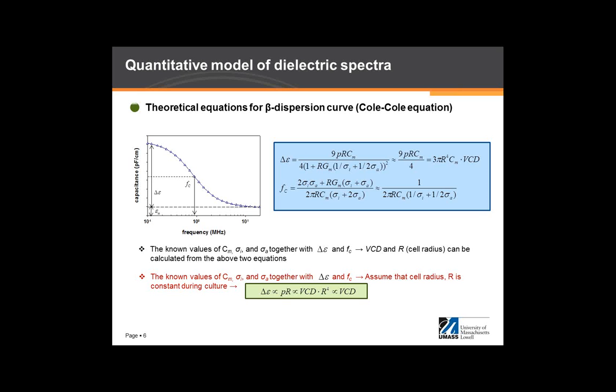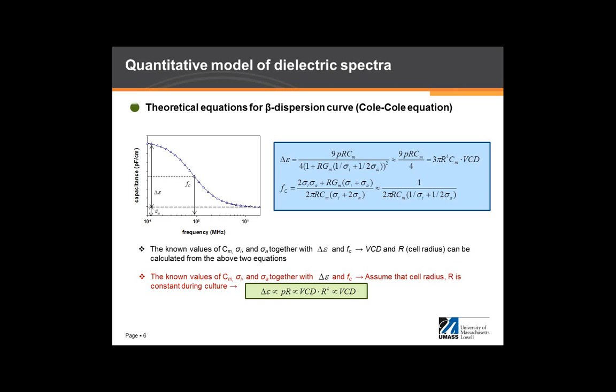Then from this chart, usually you are measuring two quantities. The first one is the delta epsilon, which is the difference between the baseline and the capacitance value at the specific frequency. So the delta epsilon value is going to be measured from this. And then in the middle of the curve, there is Fc, which is the critical frequency. So those two quantities are measured from the instrument.